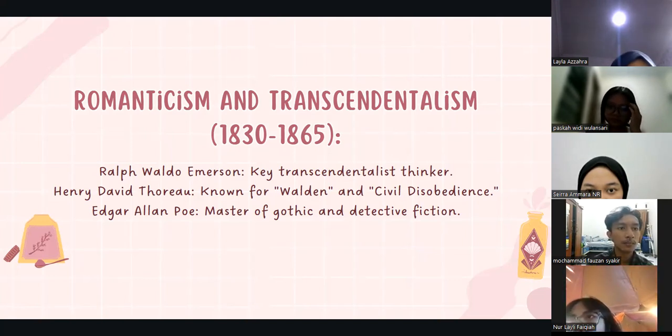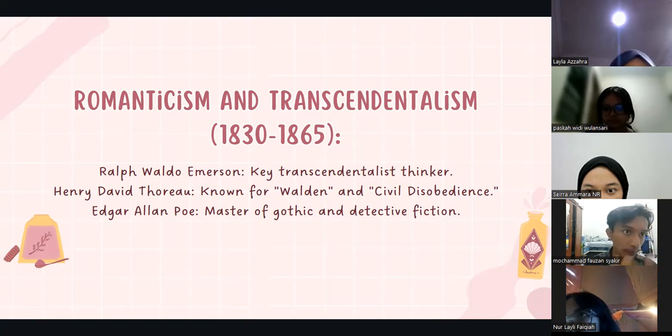Henry David Thoreau is famous for Walden, which is a reflection of the 2 years, 2 months, and 2 days he spent living in a cabin near Walden Pond. The book explores themes of simplicity, self-reliance, and contemplation of nature. Civil Disobedience is an important text that supports non-violent resistance against a government that is considered unjust.